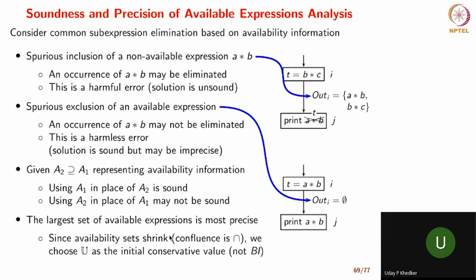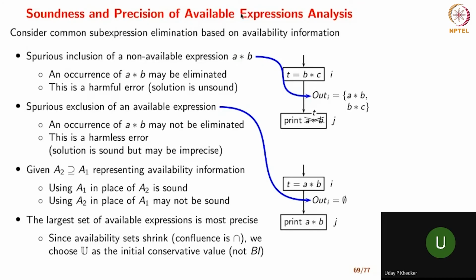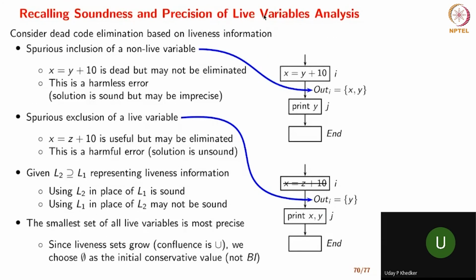Since availability sets shrink, the confluence is intersection. We choose the universal set as the initial conservative value. Boundary information has nothing to do with the initial value. Boundary information is semantic information, and because these are local expressions involving local variables, we continue to mark it as the empty set. So this is about soundness for available expressions analysis. The next slide is about live variables analysis.